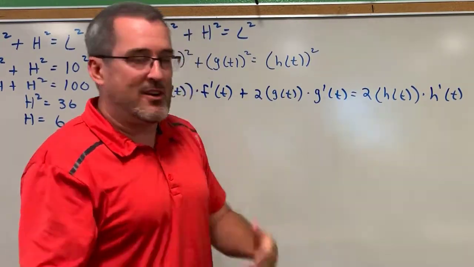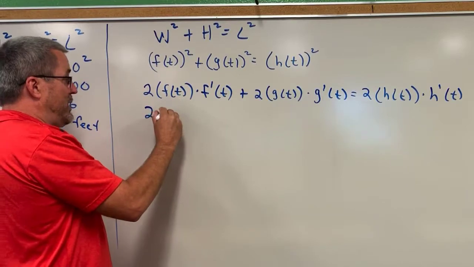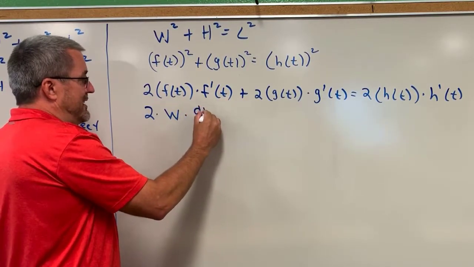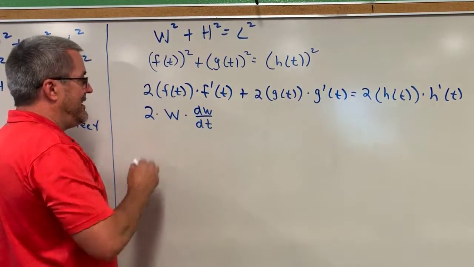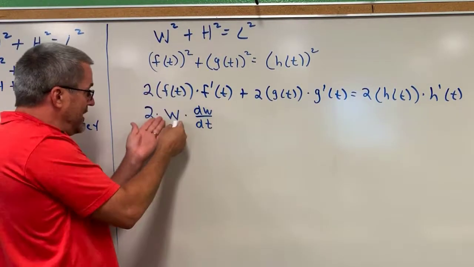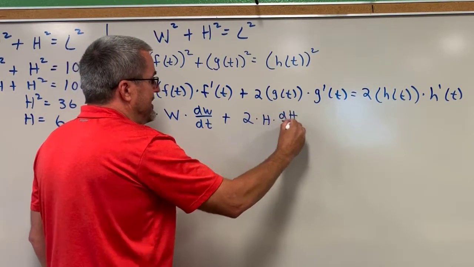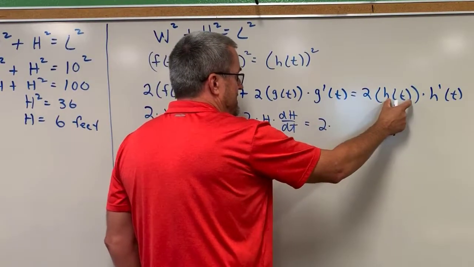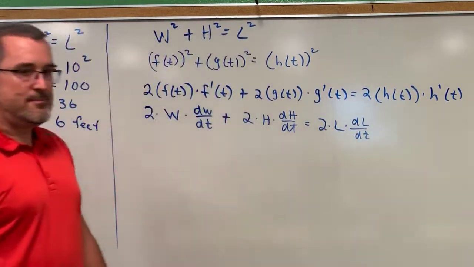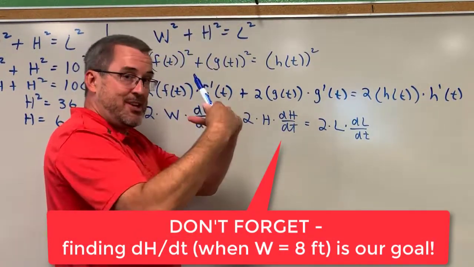Oftentimes, if you look in a textbook or online, you might see it written this way. The 2 gets multiplied by f of t, which we were calling that distance w in our diagram. The derivative we could express using the Leibniz notation as dw/dt. So rather than the function notation, we'll just go back to the actual variables that we had in our diagram and say 2w dw/dt, and 2h dh/dt. And then over here we have 2 times L, and then the derivative in Leibniz notation would be dL/dt.